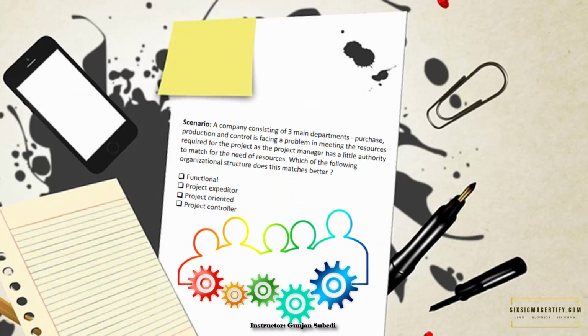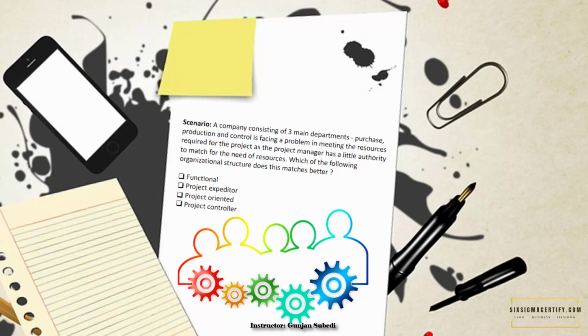Okay, quiz time. You have a scenario here. A company consisting of three main departments, purchase, production, and control, is facing a problem in meeting the resources required for the project, as the project manager has little authority to match the needs of the resources. Which of the following organizational structures does this match better? Is it the functional organization? Is it the project expeditor? Is it the project oriented? Or is it the project controller?